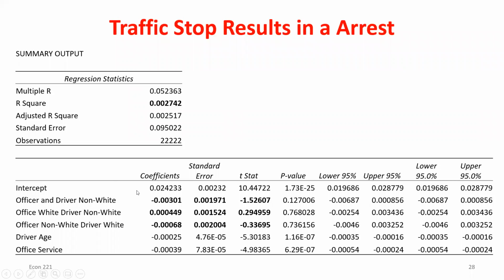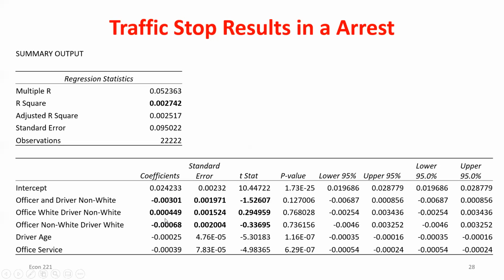So we did the same exact thing, but now I used that Y variable, which was whether or not they got arrested. Notice, once again, before we interpret these, my R squared is even lower here, right? Whether or not you get arrested from a traffic stop, we're not able to make very good predictions. We're only explaining 0.2% of the variation in whether or not you get arrested from a traffic stop.